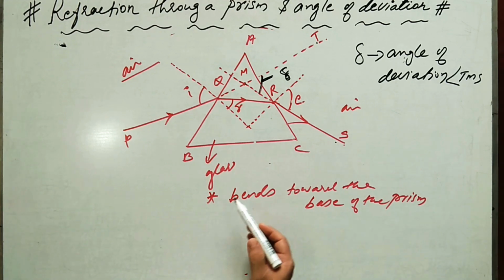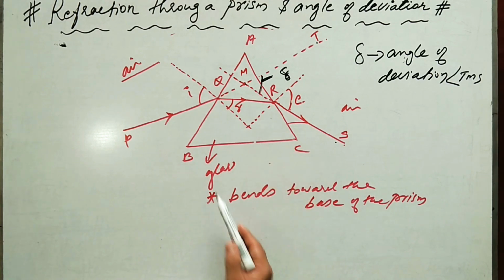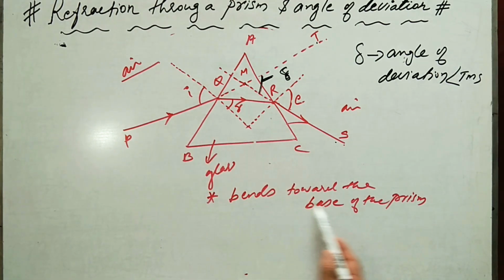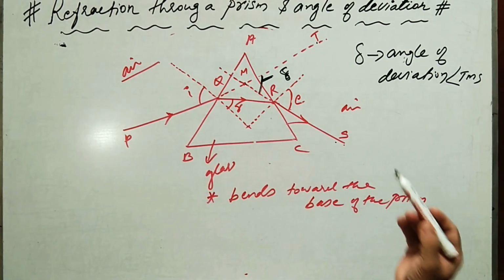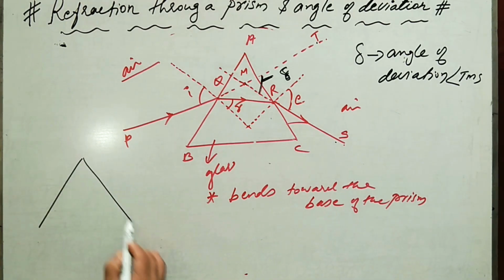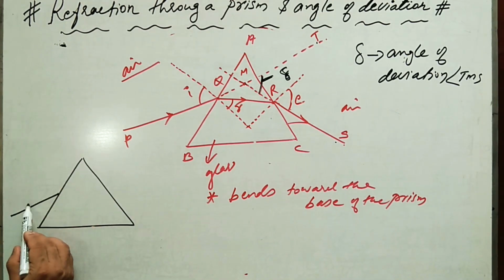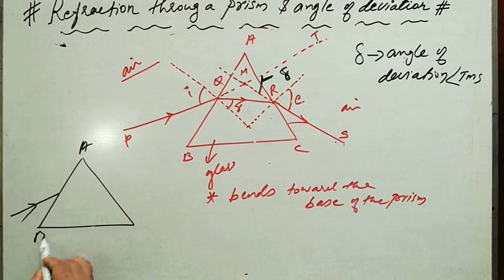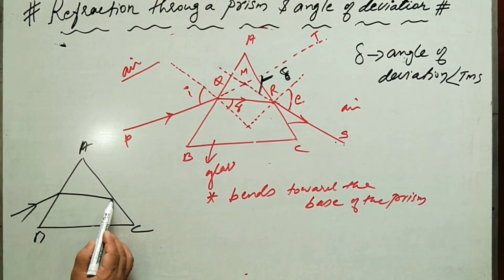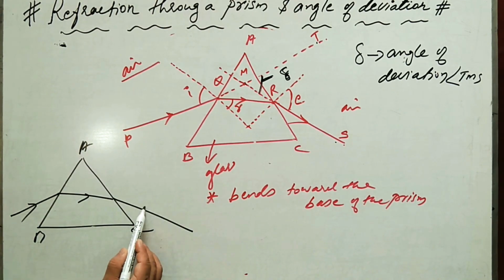You can remember refraction through a glass prism in a very simple way. Always remember this point: when a ray of light passes through a glass prism, it bends towards the base of the prism. See, a ray of light is incident on the refracting face AB, bending towards the base of the prism, and again further bending towards the base of the prism. So this is how refraction takes place through a glass prism.